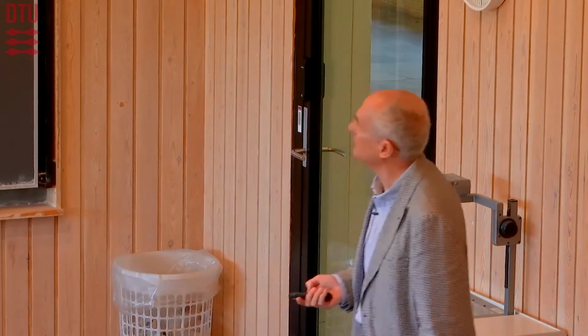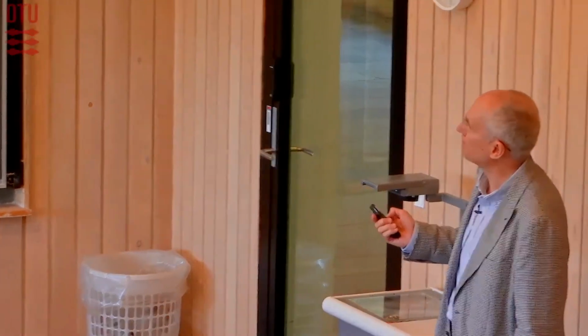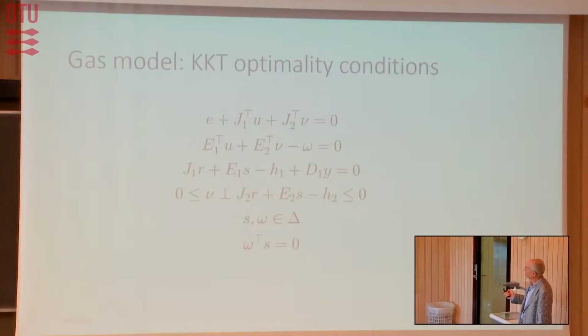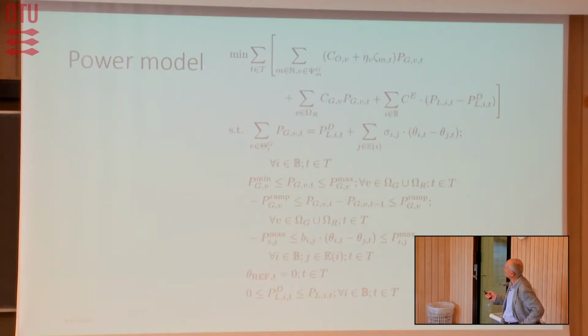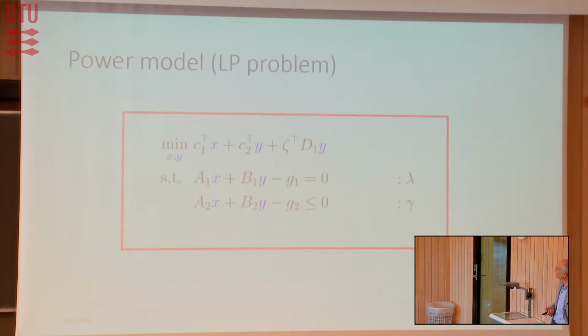So, okay, this is the gas model. This is the KKT of the gas model. This is the power model that you know very well. So I'm using here a standard linear programming. So the problem looks like that.